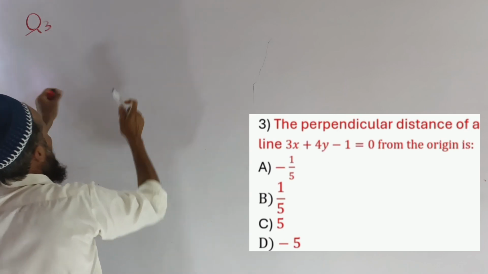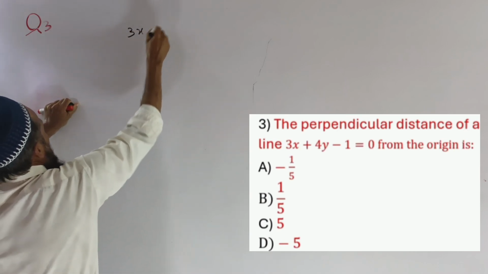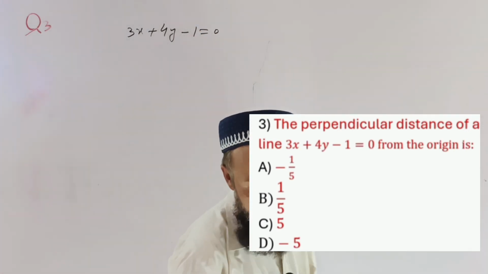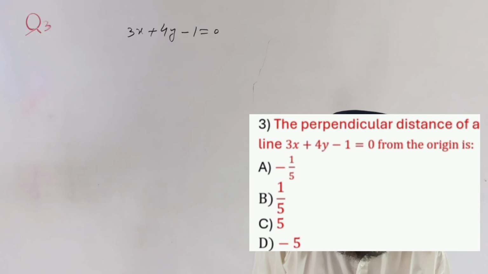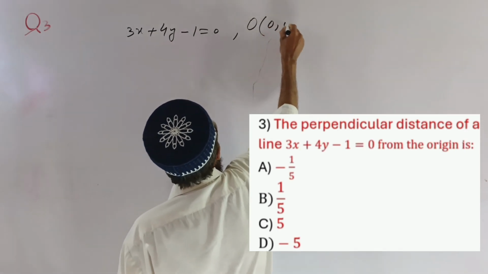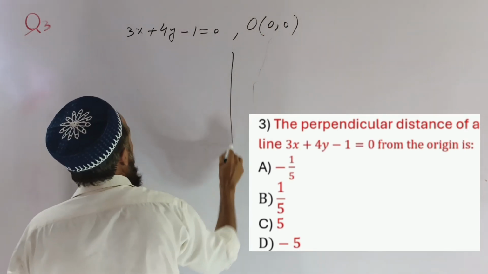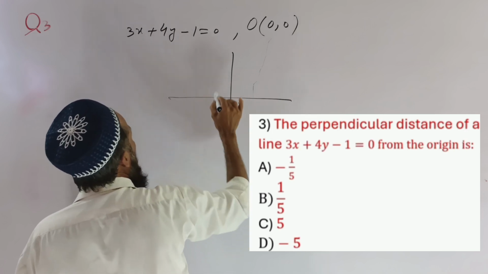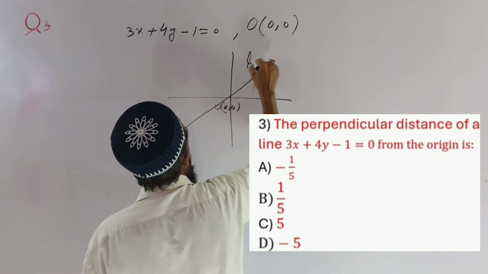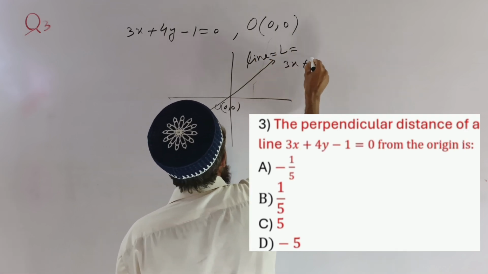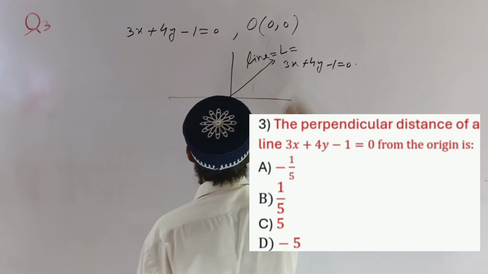3x plus 4y minus 1 is equal to 0. That is the perpendicular distance of the line. So from the origin, it passes through the origin. Here, look, that is the origin (0, 0), and the line, denoted by L, is given by 3x plus 4y minus 1 is equal to 0.